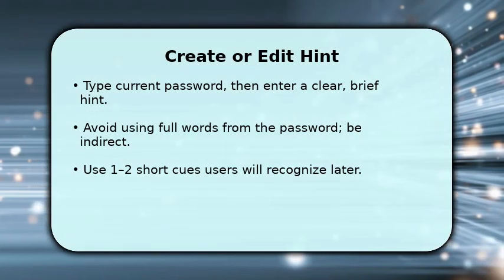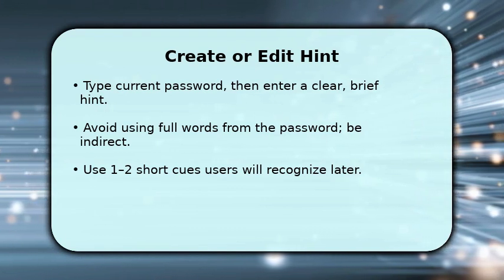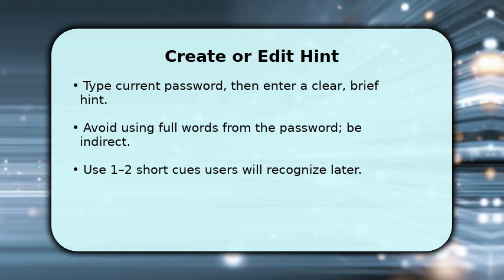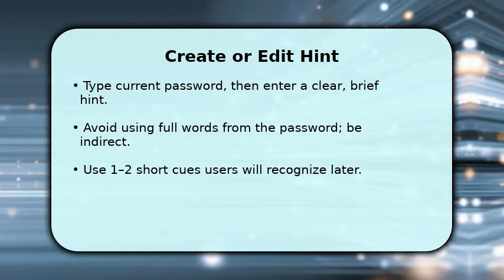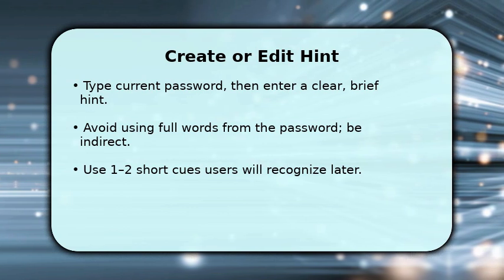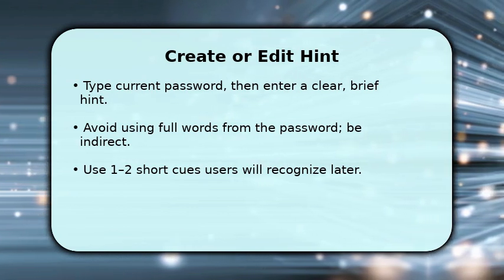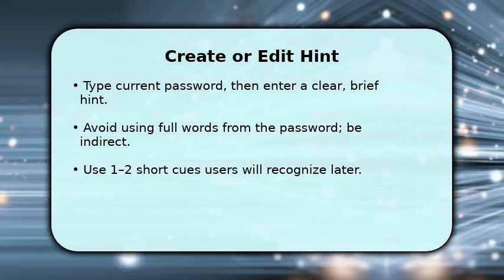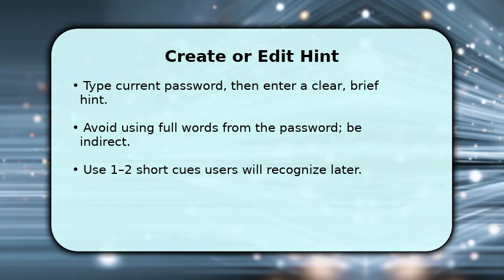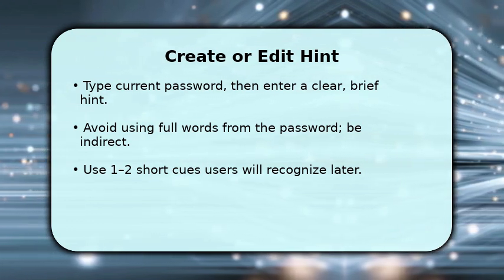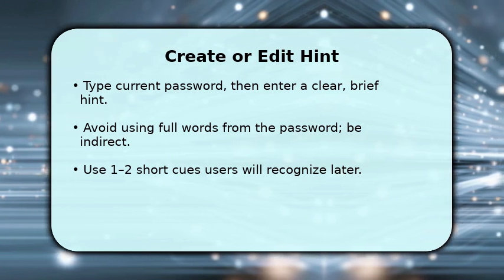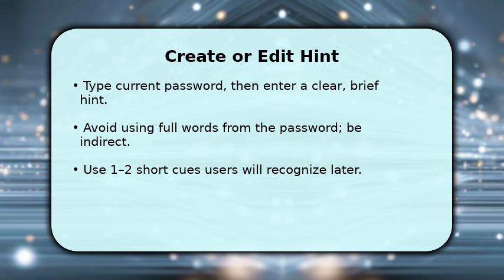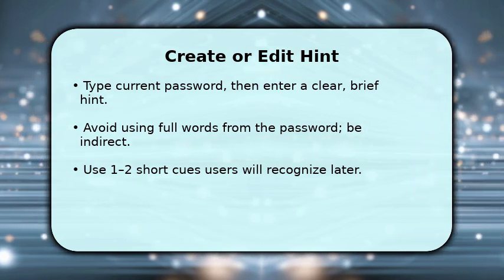Now you'll create or edit the hint itself. After confirming the current password, type a concise hint that jogs your memory without revealing the password. Explain how to choose wording, use associations, dates format, or an abbreviation you'll recall, but avoid full words or obvious phrases that others could guess. Once you enter a hint, double-check for typos because the hint stays tied to that account. Save changes and wait for confirmation that Windows has updated the hint.